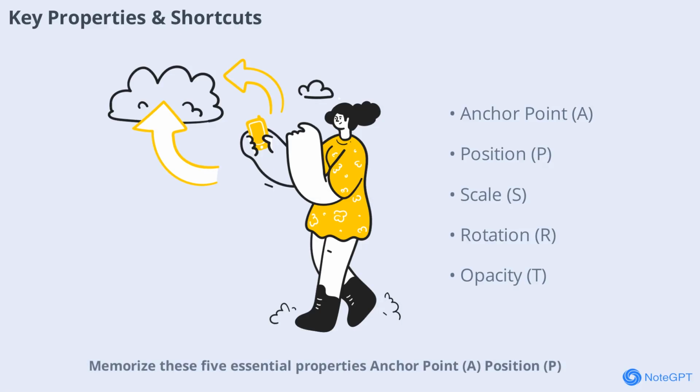Memorize these 5 essential properties: anchor point A, position P, scale S, rotation R, and opacity T. Use their shortcuts to reveal and animate them quickly. For example, pressing P shows position and S shows scale. This speeds up your workflow and makes animation much more efficient.